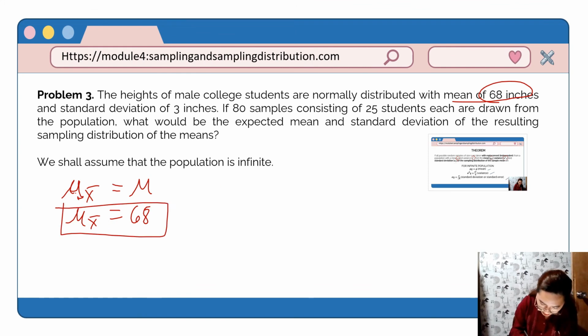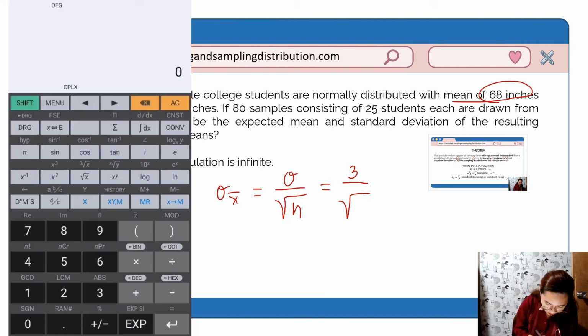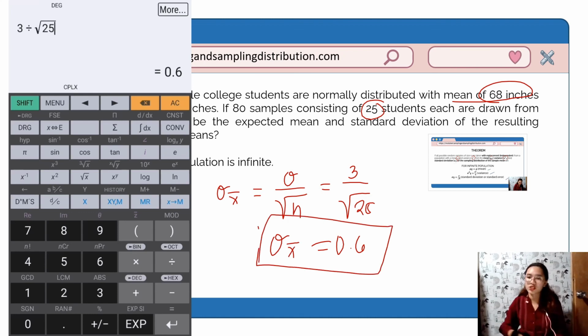Ayan. Next, ang ating standard deviation naman, sample standard deviation is equal to the population standard deviation divided by square root of n. So ang population standard deviation natin is 3 and ang ating sample size is 25 students. So 3 divided by square root of 25, that will give us 0.6. So 0.6 ang ating sample standard deviation. Yan. So, ganun lang siya kabilis.